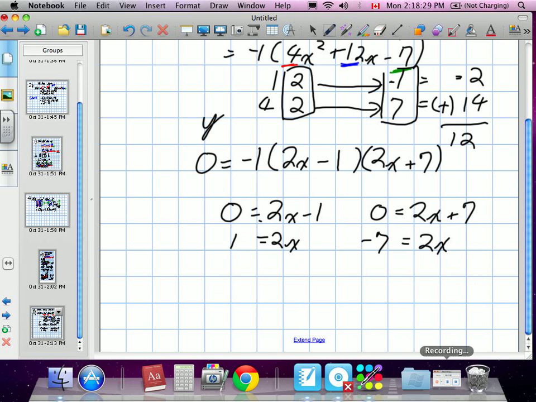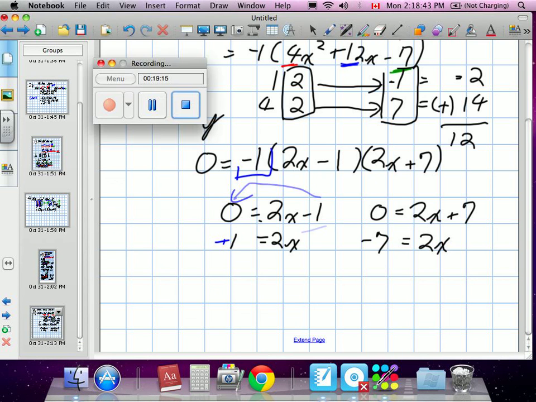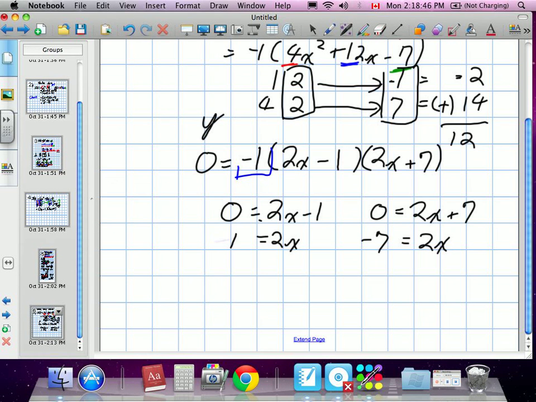That negative 1 we had before, okay? Let's say we wanted to get rid of it. So I divided this entire side of the equation by negative 1. And I divided this by negative 1. 0 divided by negative 1 is 0. And over here, it canceled out. So now we're just left with the brackets, okay? Sorry about that. That makes sense?